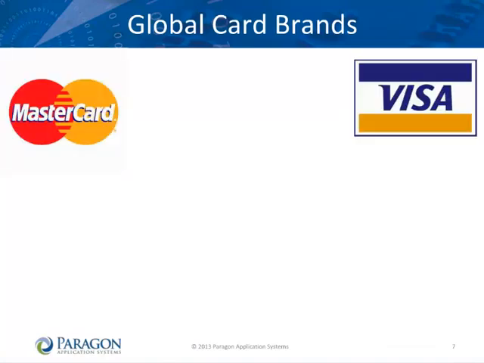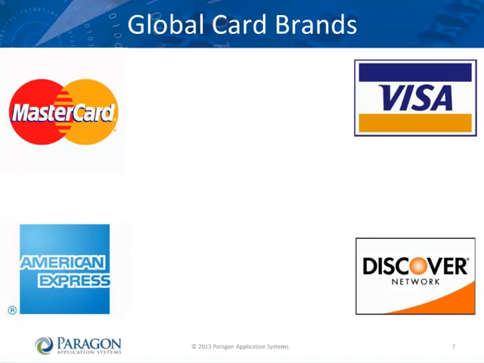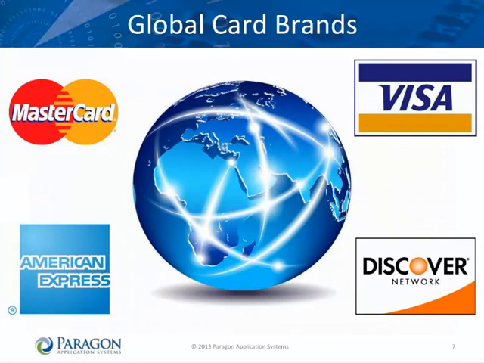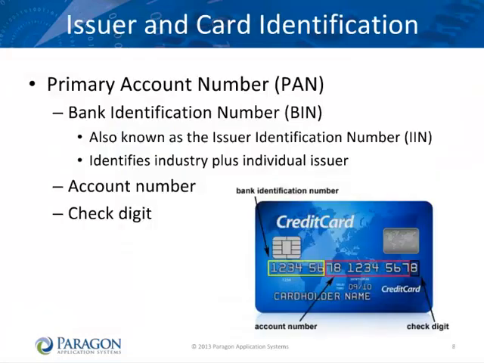You may see a logo for MasterCard, Visa, American Express, or Discover on a payment card. Issuers enter into agreements with these global payment card brands to ensure that their cards will be accepted around the world. Merchants and retailers also enter into agreements with these global payment card brands to accept those cards as payment for goods and services.